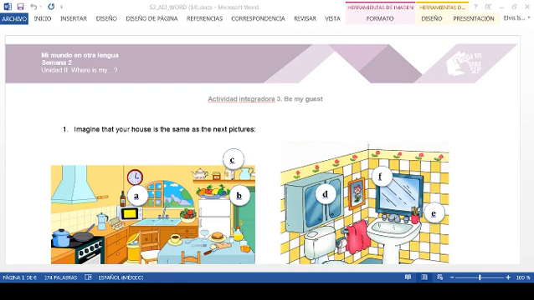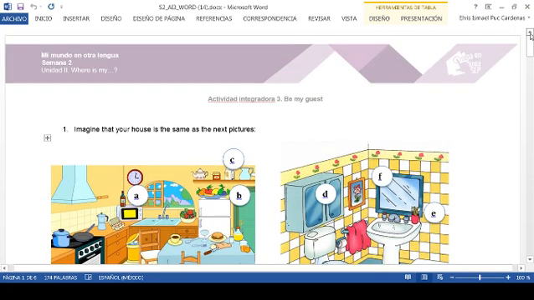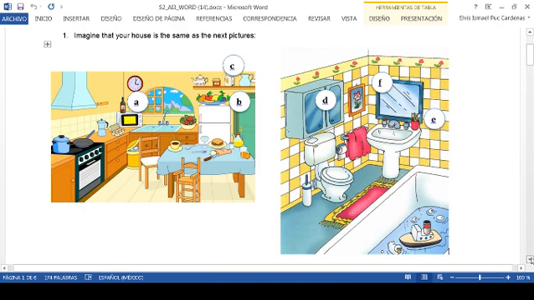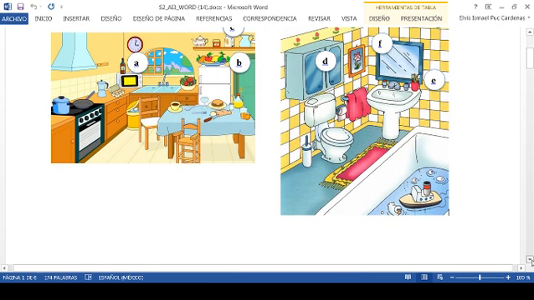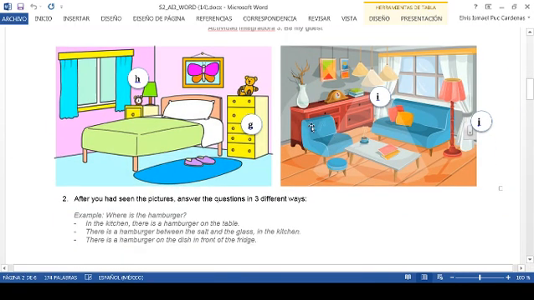So we have the document here. You see the pictures. You have some letters here like A, B, C, D, E, F, and the things in the bathroom, the kitchen, the bedroom, and the living room. When you follow the instructions, after you have seen the pictures, answer the questions 3 different ways.